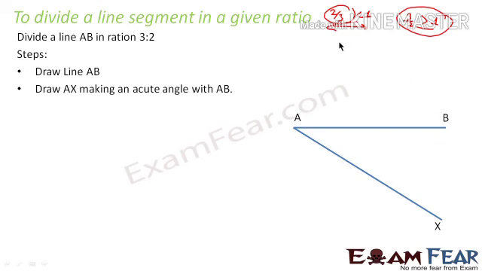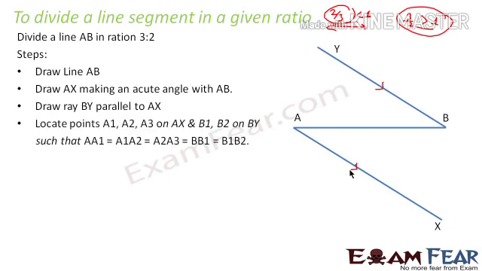So here what we'll do, we'll draw one more parallel line like this, which is parallel to AX. So if you see, we draw a parallel ray which is parallel to AX. So this ray and this ray are actually parallel. Correct? So once I have two parallel rays, BY and AX, both are parallel, I have to now locate points A1, A2, A3 on AX and B1, B2 on BY. Why? It is 3:2. So on A I'll get 3 points and on B I'll get 2 points. Correct?